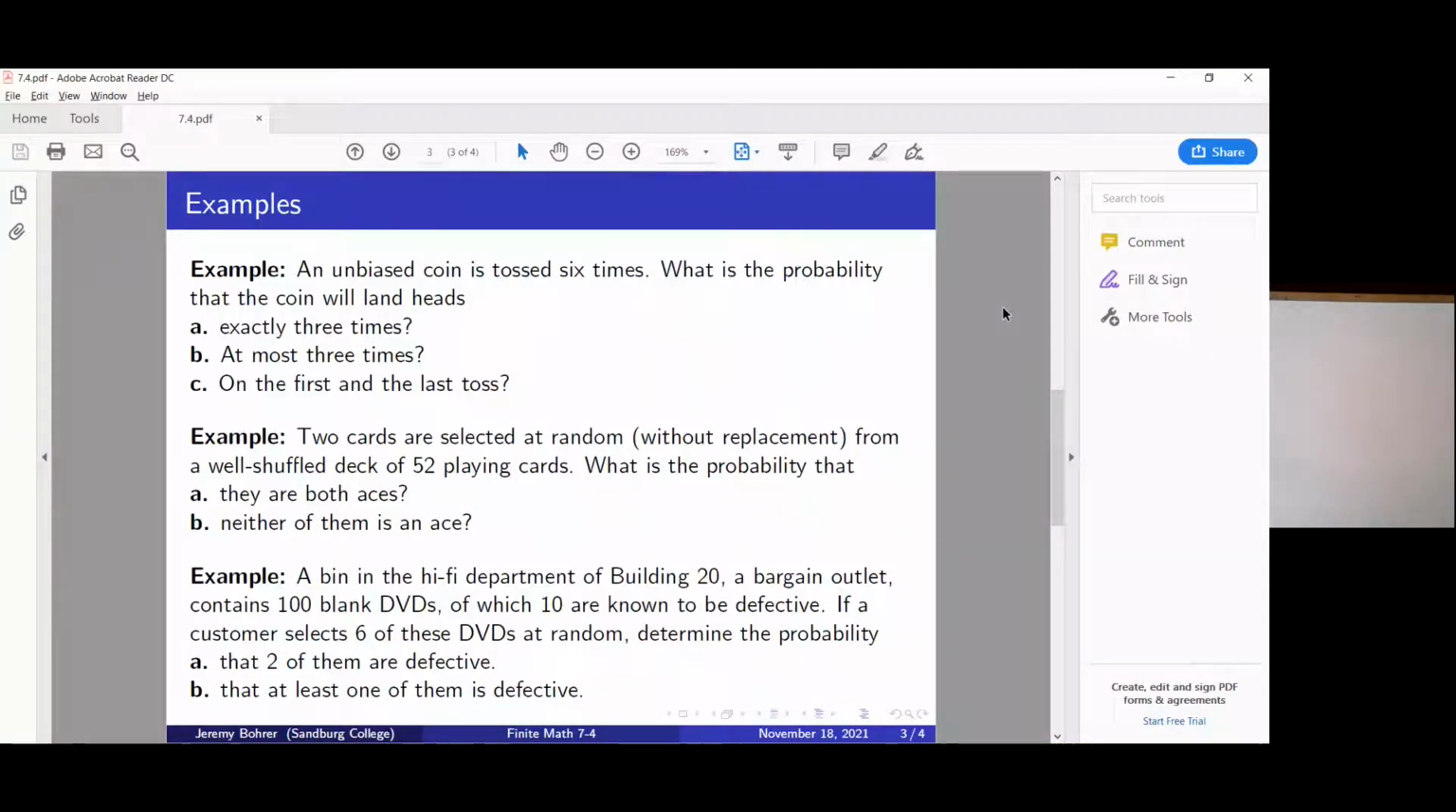In this video, we're going to look at these examples on page 3 of the 7-4 slides. The first example: an unbiased coin is tossed 6 times, and we want to know the probability that the coin will land heads exactly 3 times. In this case, each outcome can be represented as a sequence of heads and tails, and using the generalized multiplication principle, we see that the number of outcomes of this experiment is given by 2 to the 6th, or 64. So we let E denote the event that the coin lands heads exactly 3 times.